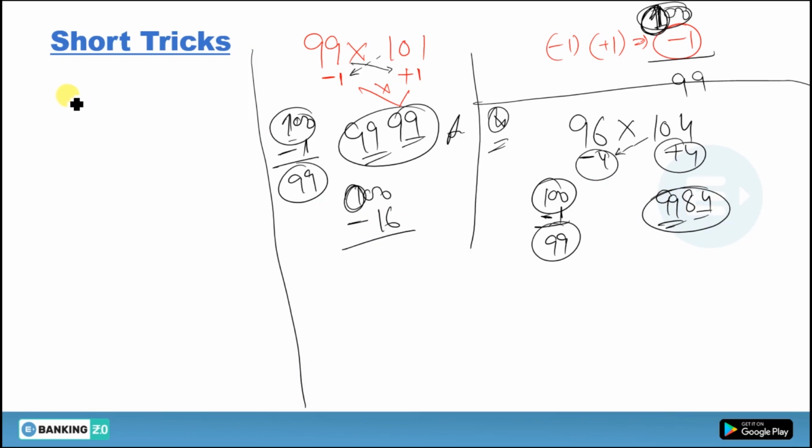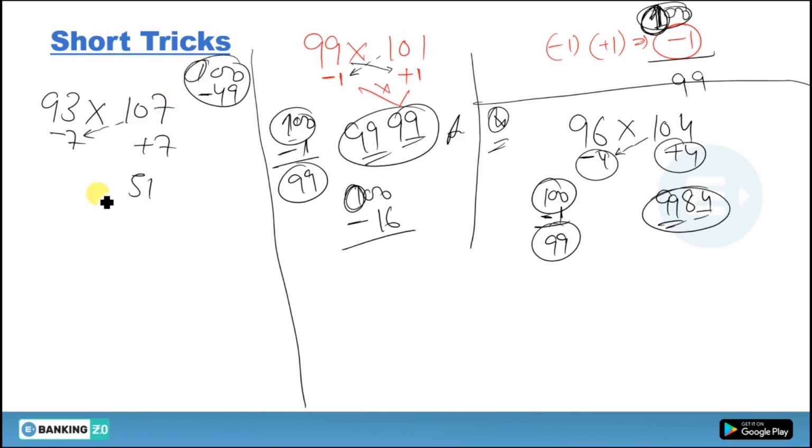One more question. If you multiply 93 into 107, this is minus 7, this is plus 7. What you're going to get is 49, which is minus 49. So just subtract this from 100. You're getting 51 here. Now subtract this 7 from 107. You're getting 100. Now subtract 1 from that 100. You're getting 99, and this one is the answer.